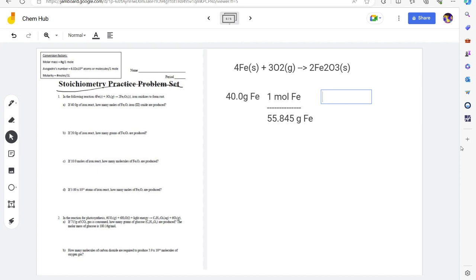So for every 2 moles of Fe2O3, we have 4 moles of iron. And we derive that from the equation above. As we can see here, we have 2 moles of iron oxide and 4 moles of iron. And that will be how we get to how many moles of iron oxide are produced. So we're just going to plug this number into our calculator: 40 divided by 55.845 multiplied by 2 divided by 4. And we get approximately 0.358 moles of iron oxide.